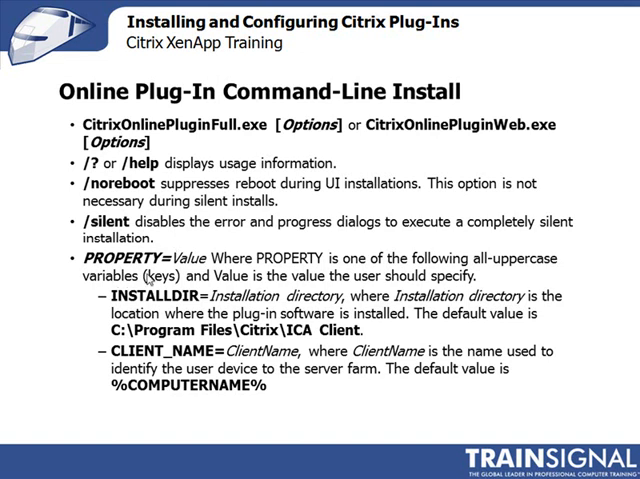And then you have the option of getting a little more granular and specifying more values as to what you're trying to do. So for example, you can customize the installation directory where you're trying to install this particular package on the endpoint or on the endpoint device. Typically by default, C program file Citrix ICA client. You can change the client name. If you don't want the client name to be what the machine name is, you can also change that, etc., etc.